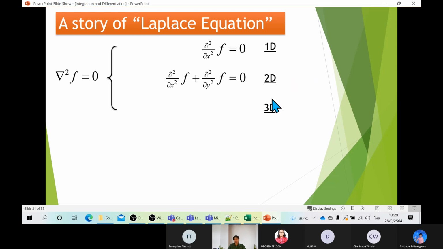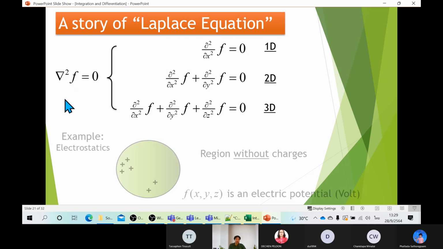What about two dimensions? You have an additional term in the y direction, the y-axis. So we have this d squared by dy squared added for 2D. What about 3D? You have three terms like so. So this is a very simple shorthand way of writing these into this very simple symbol in this way. So let me give you an example.